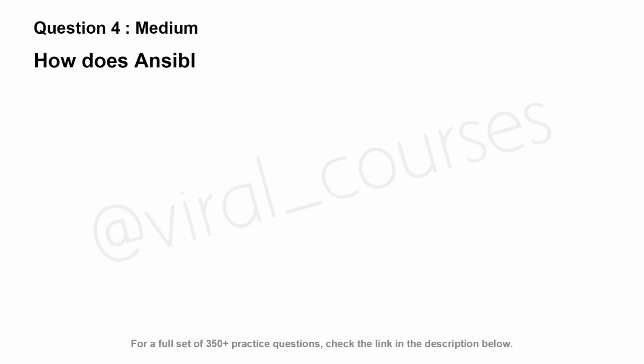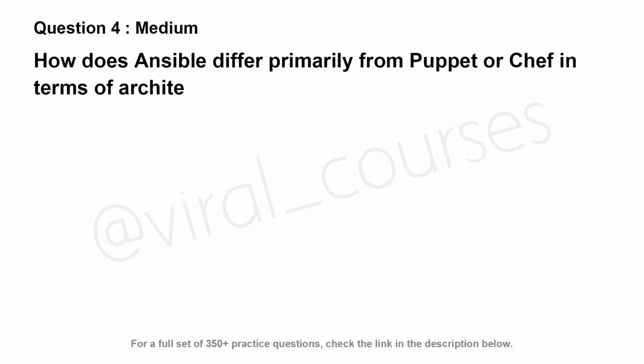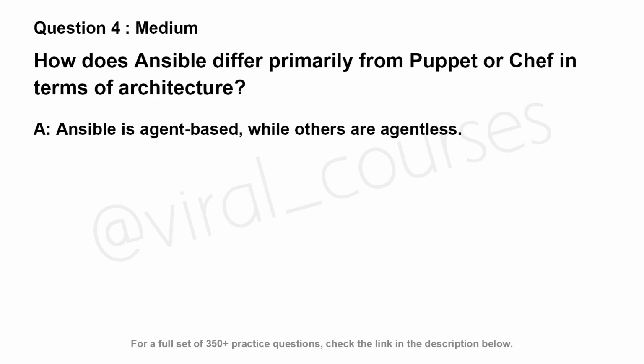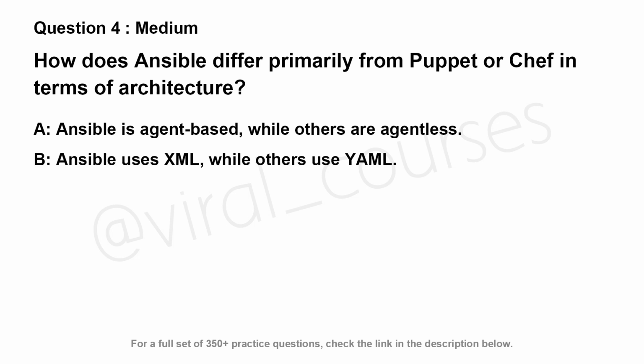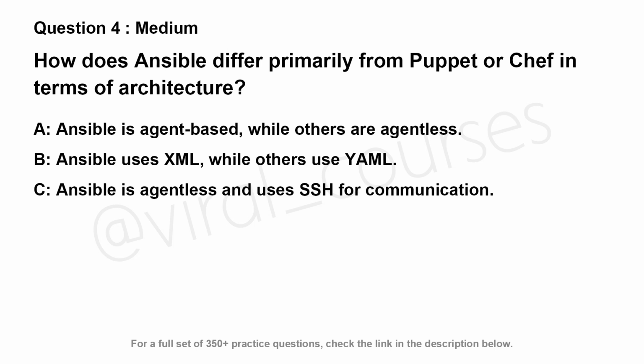How does Ansible differ primarily from Puppet or Chef in terms of architecture? Option A. Ansible is agent-based, while others are agentless. Option B. Ansible uses XML, while others use YAML. Option C. Ansible is agentless and uses SSH for communication. Option D. Ansible cannot manage Linux servers.